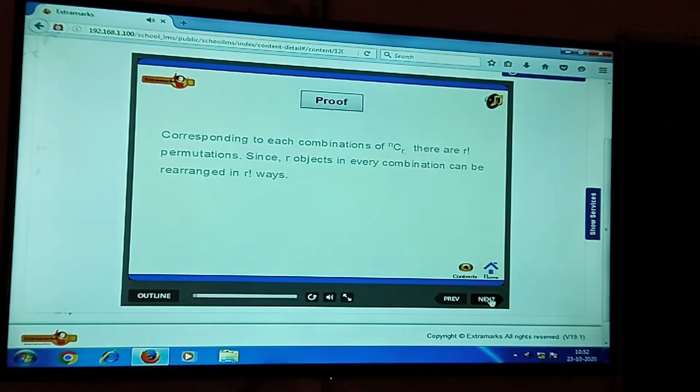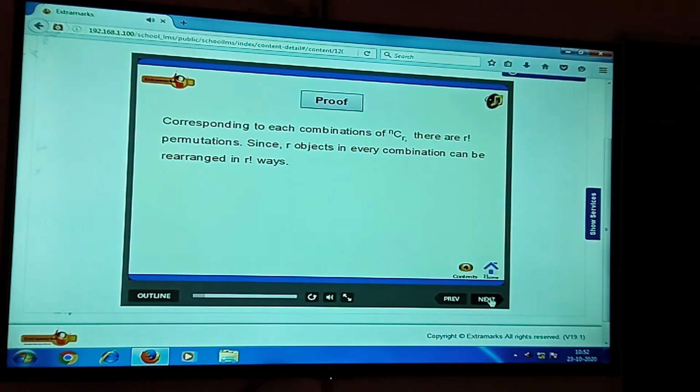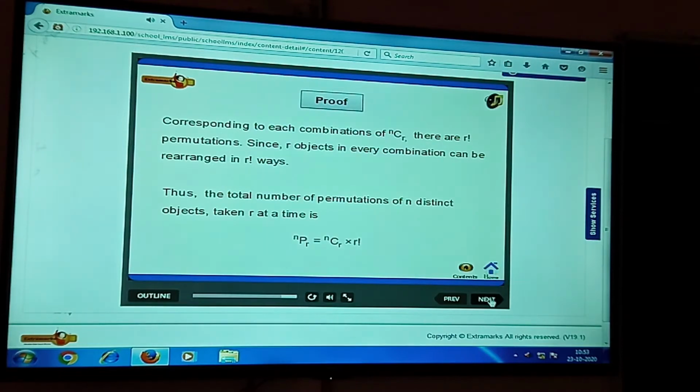Let's prove the theorem. Corresponding to each combination of nCr, there are factorial r permutations. Since r objects in every combination can be rearranged in factorial r ways, the total number of permutations of n distinct objects taken r at a time is nCr into factorial r, which is denoted as nPr.